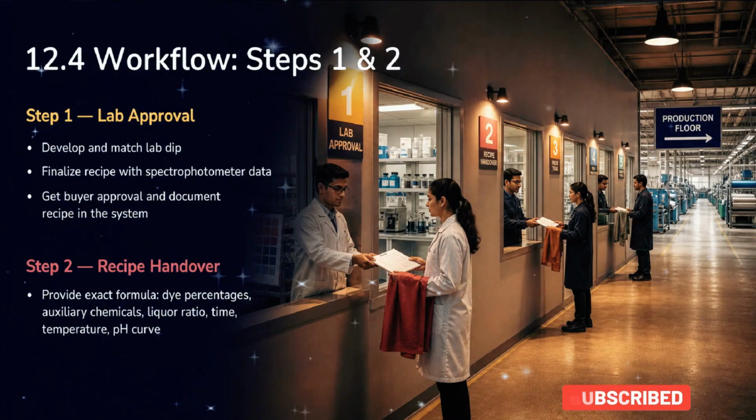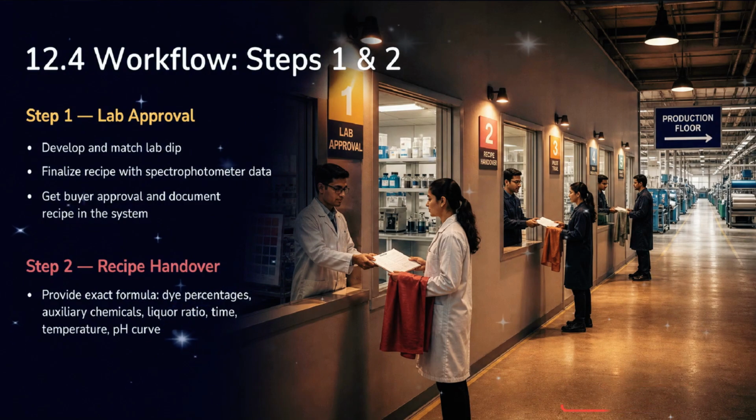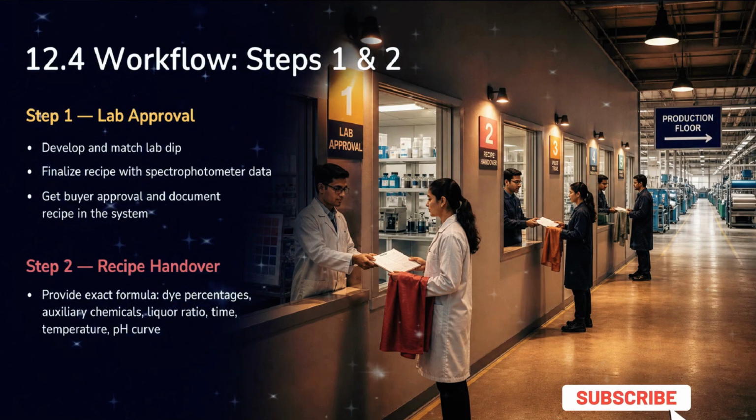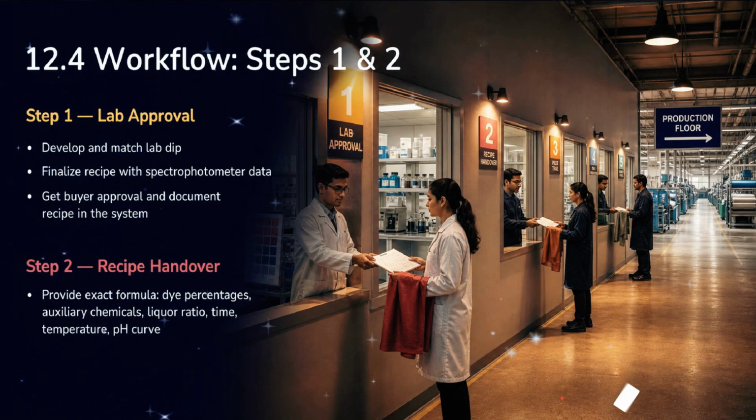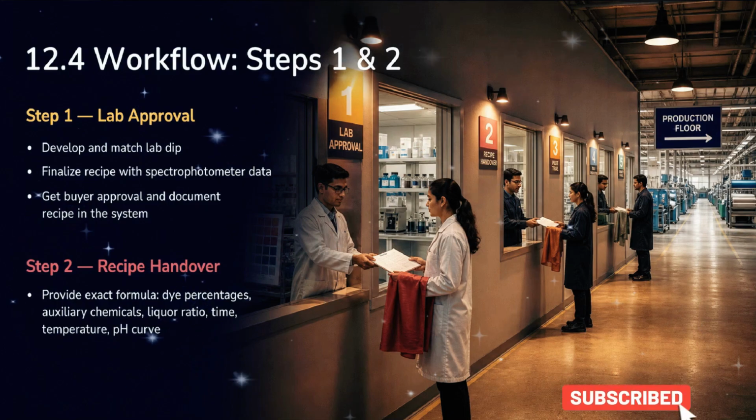The workflow begins with Step 1, lab approval, where recipes are finalized and confirmed by the buyer. Step 2 is the formal handover, where the lab provides the production floor with exact specifications, including dye percentages, chemical usage, liquor ratios, and precise processing conditions.